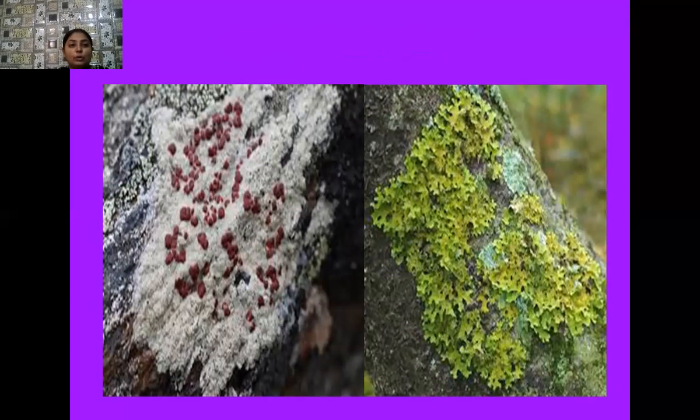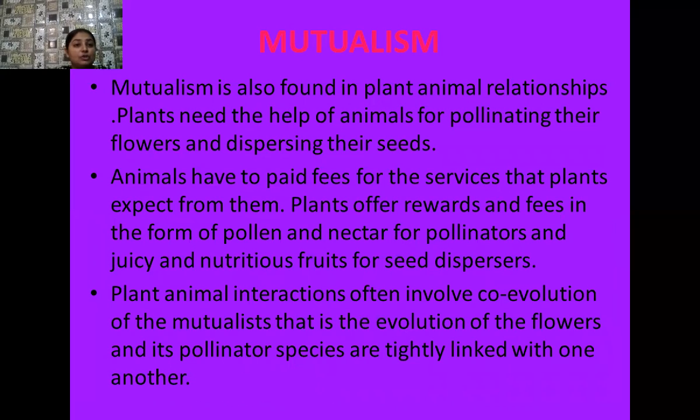Okay, student, here I have shown you the picture of a lichen growth over the tree branches and stem. Yes, mutualism is also found in the case of plant-animal relationships. You have studied in chapter 2. The plants need the help of animals for pollinating their flowers as well as for dispersing their seeds.